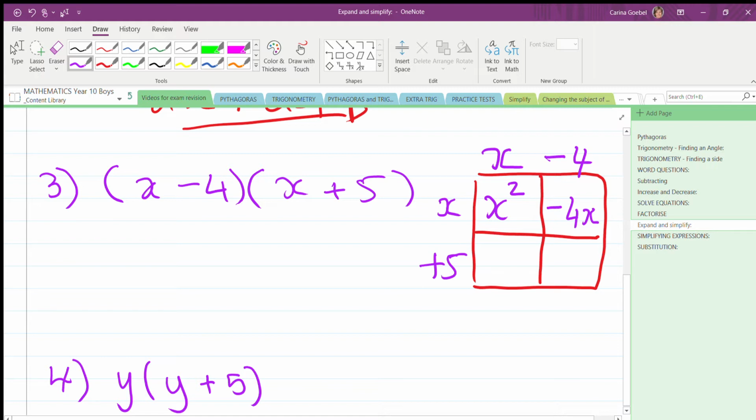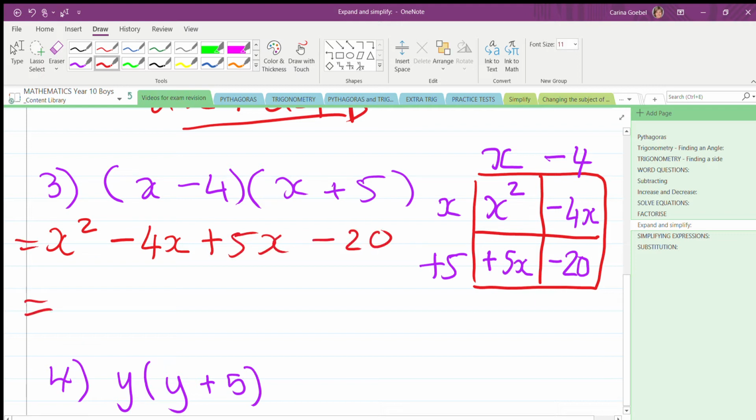X times 5, so it gives me plus. Be mindful of the signs, please. Minus and a plus will give you a minus. 4 times 5 gives you 20. You can then list your terms inside your multiplication grid. So that's x squared minus 4x plus 5x minus 20.